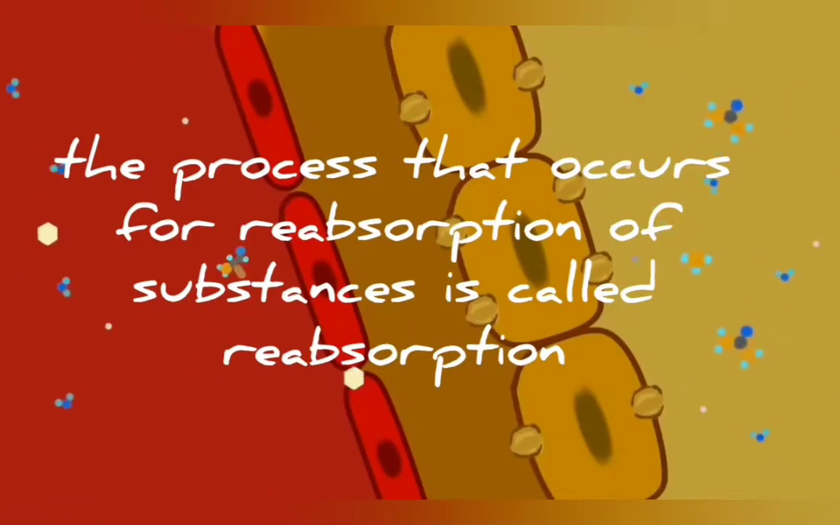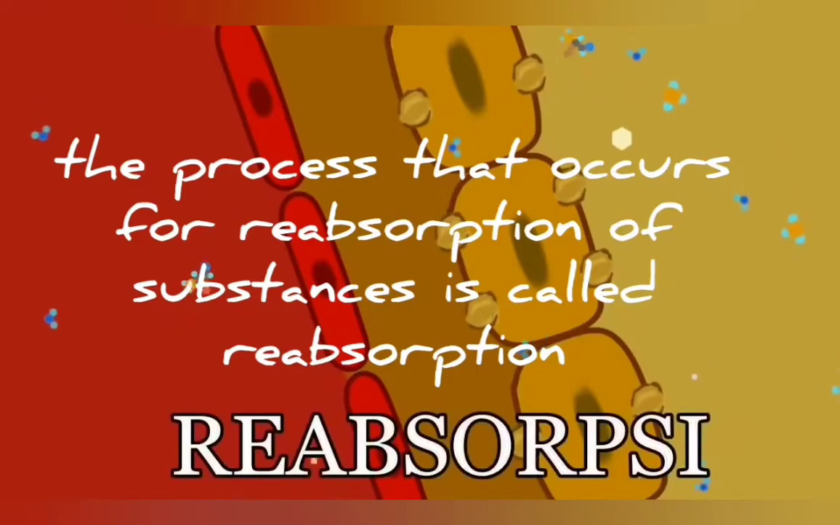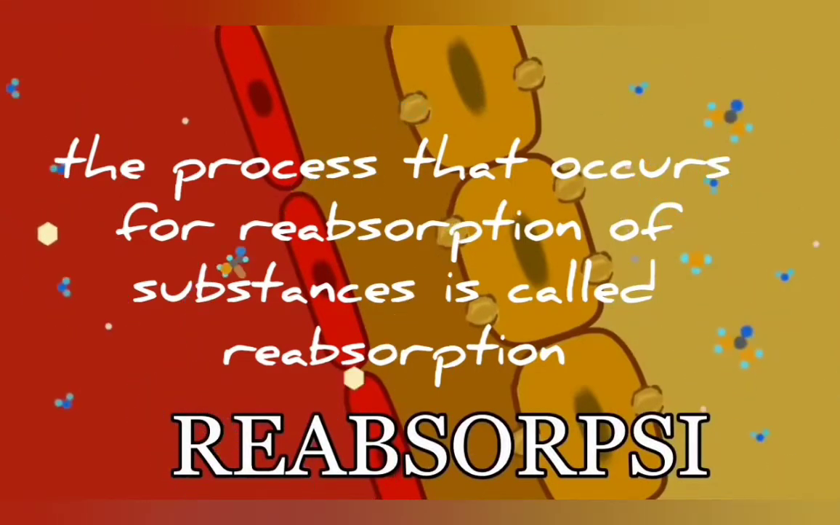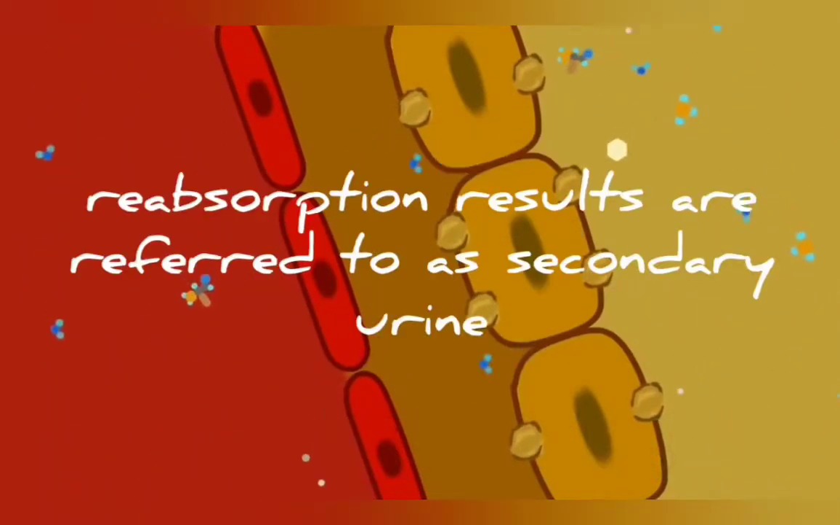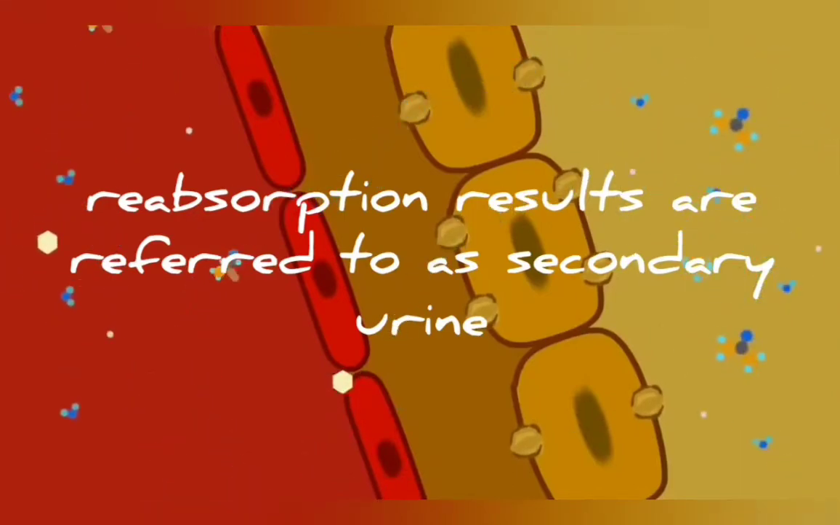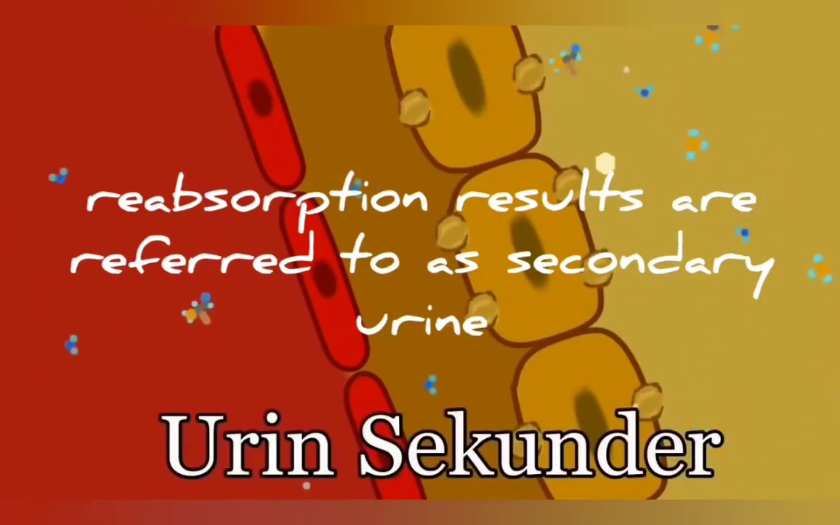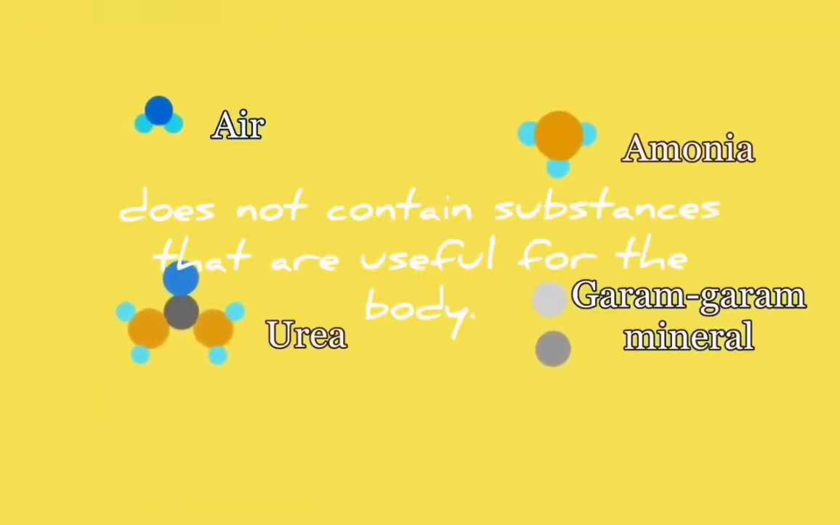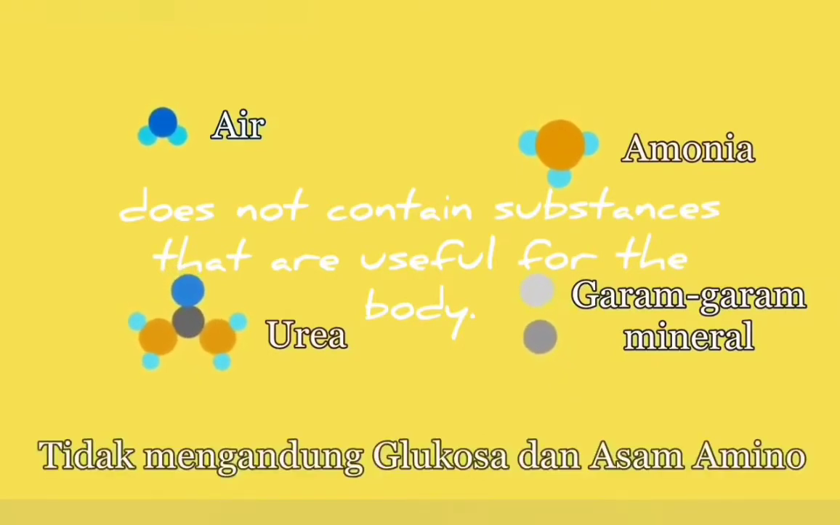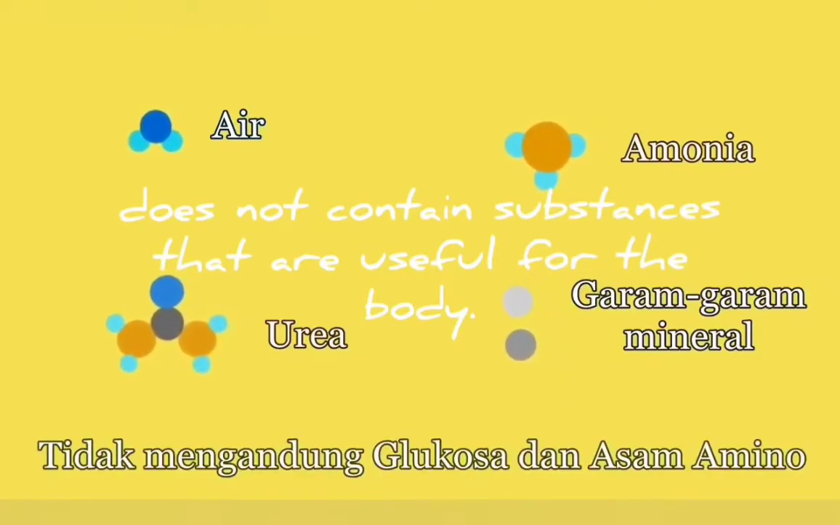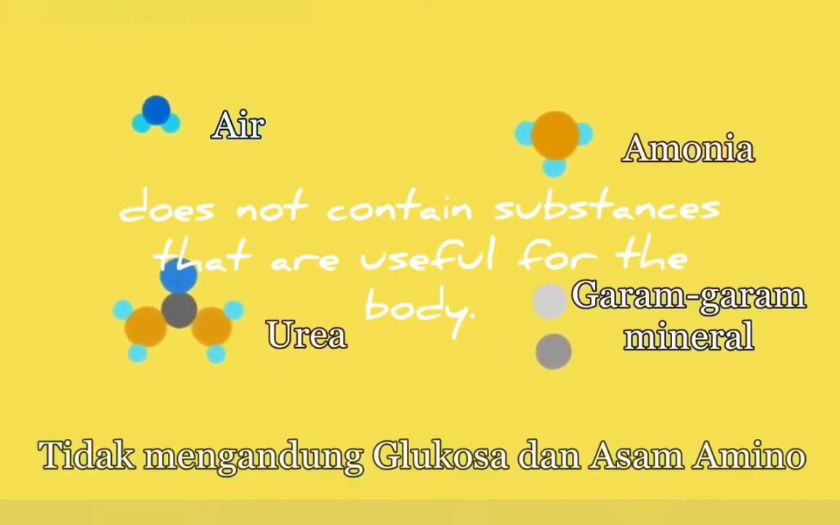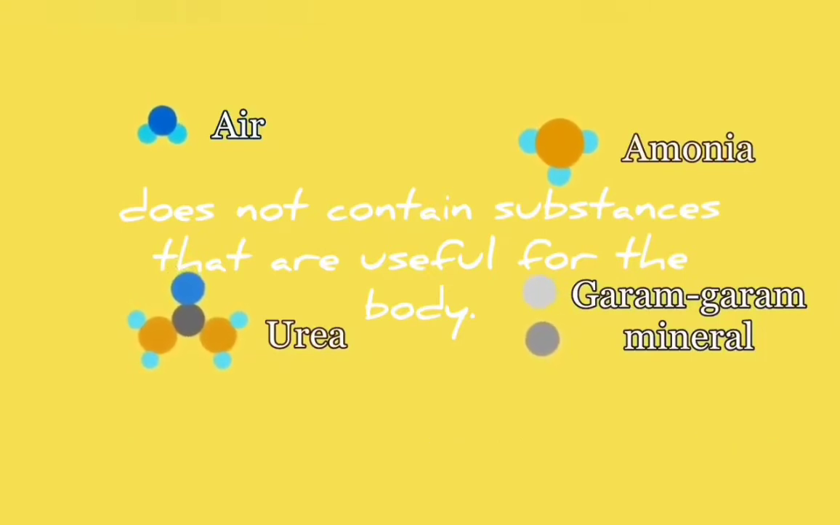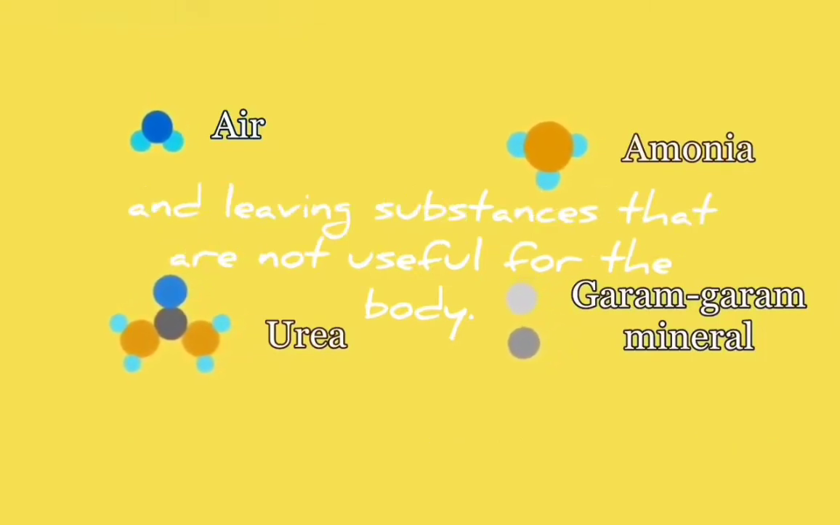The process of reabsorbing substances is called reabsorption. The result of reabsorption is referred to as secondary urine. It does not contain substances that are useful for the body: it contains water, urea, ammonia, and mineral salts, and substances that are not useful for the body.